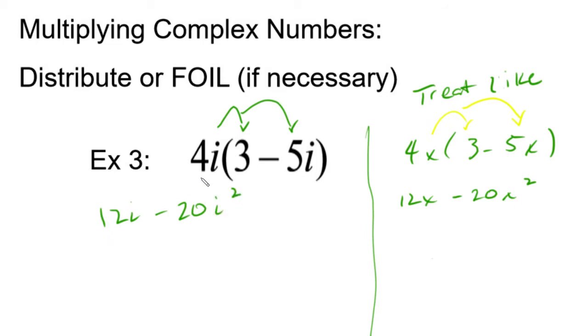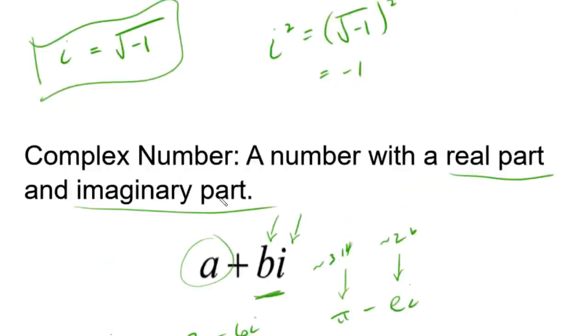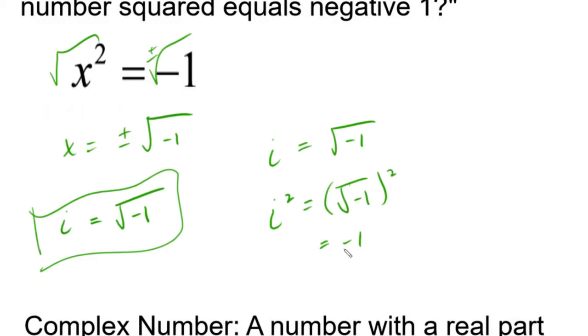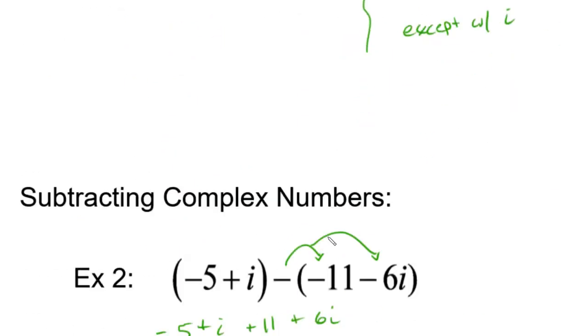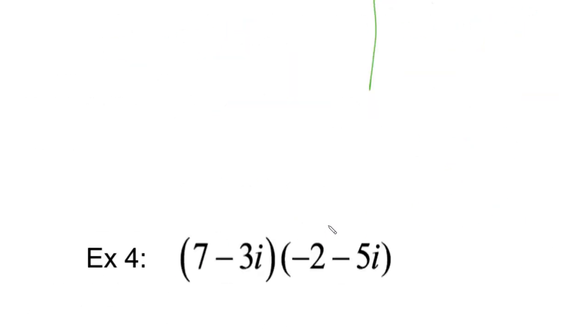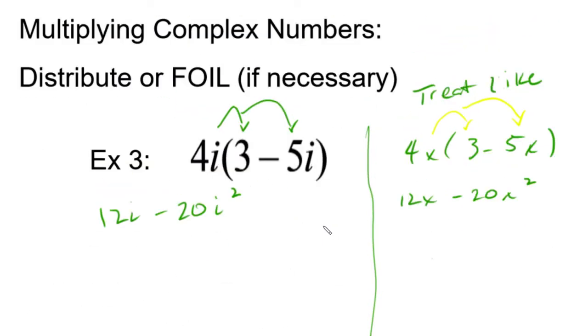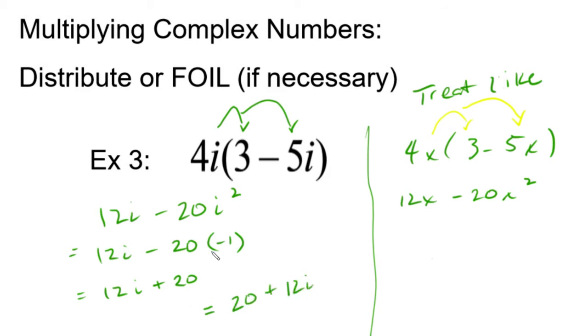Now, the difference is the i squared. Remember what we said i squared equaled, right? Up here, i squared equals negative 1. So we can replace i squared with negative 1. So if we replaced i squared with negative 1, you'd have negative 20 times negative 1, and that would be 12i plus 20, right, because the two negatives make a positive. And then in your traditional format, the real part comes first. Okay? So there's your answer.